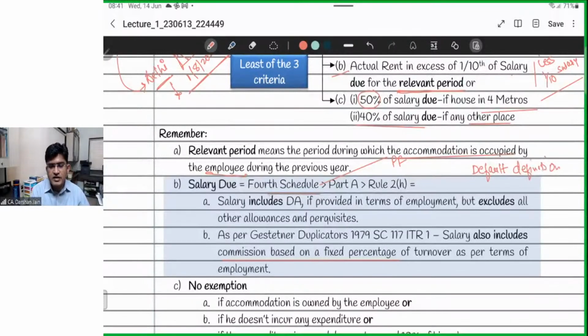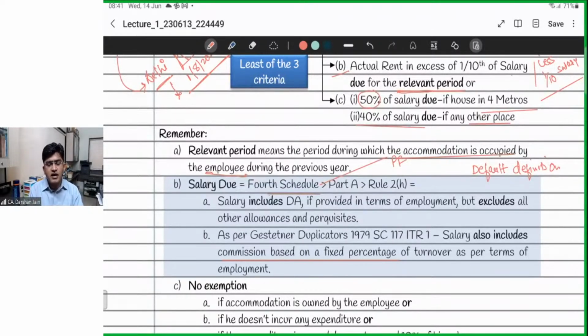This is the default definition. Salary means salary plus DA plus commission as a fixed percentage of turnover. However, why do we have so many different definitions of salary? Some of you would have gone through the Income Tax Act by now, and you already know that there are different definitions of salary. Why do we have all those definitions?